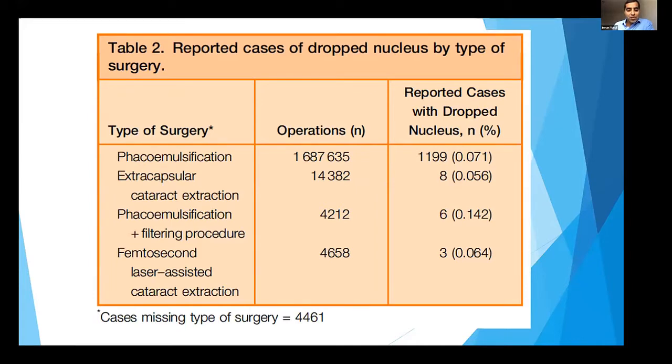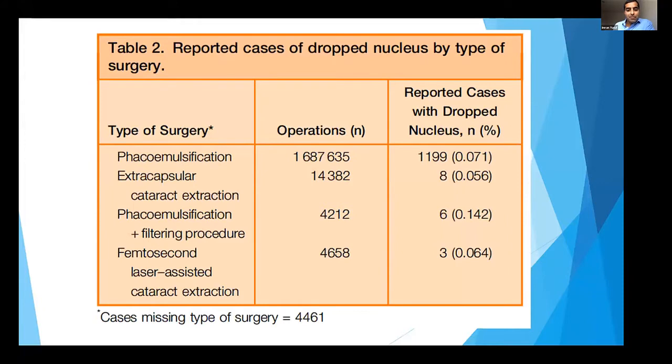I'll comment on it because, of course, they do comment on it themselves in the conclusion. They mention the fact that the phaco and filtering group has a higher percentage of dropped nucleus. But this paper is very good at explaining confounding factors in these sorts of retrospective studies, because if you've had a phaco and filtering procedure, you've by definition got glaucoma, and you're probably more likely to have pseudoexfoliation than the other groups. You're probably likely to be older. So this very nicely illustrates the significance of confounding factors when trying to interpret data.